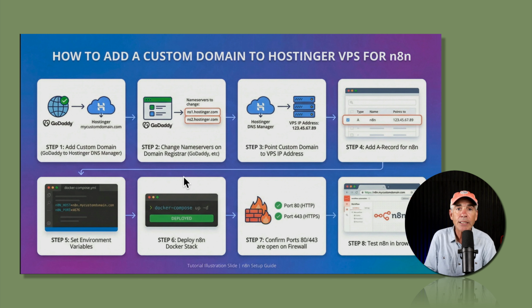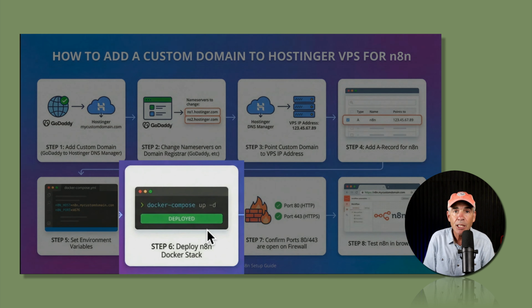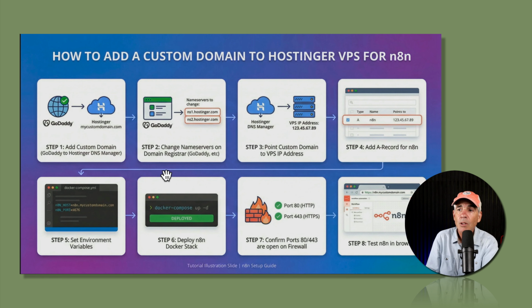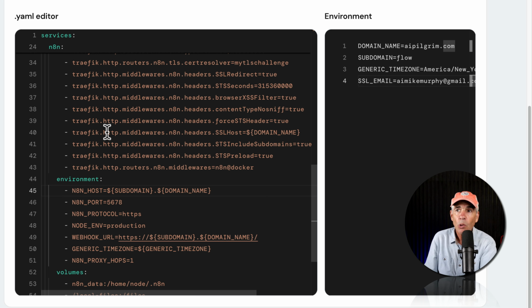It's all easy from here. Step 6, we need to deploy the n8n Docker stack that we just edited. So what does it mean exactly to deploy the n8n Docker stack? Well, we just made a bunch of changes to the Docker Compose YAML file for the n8n stack, but the Docker container is still running. It has no idea that we made any changes at all.